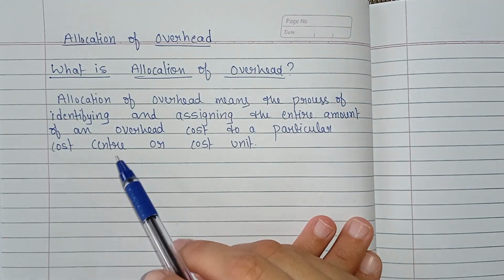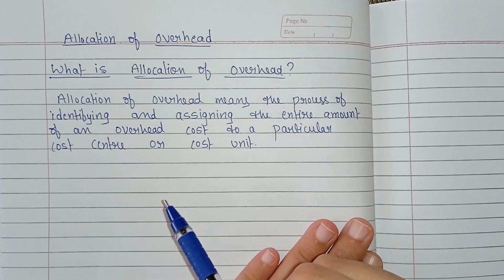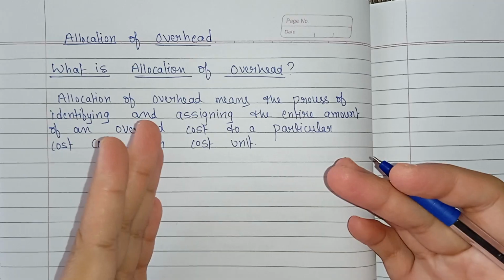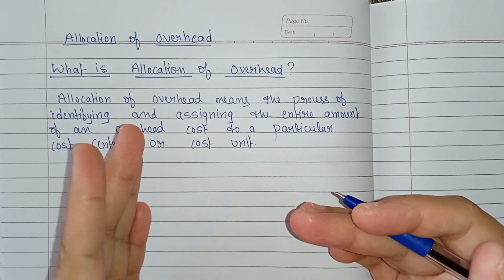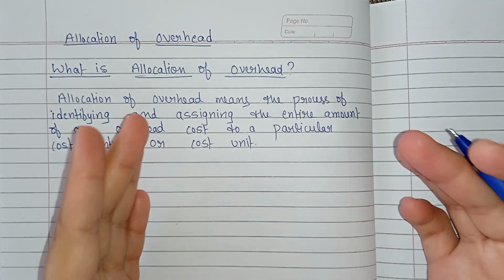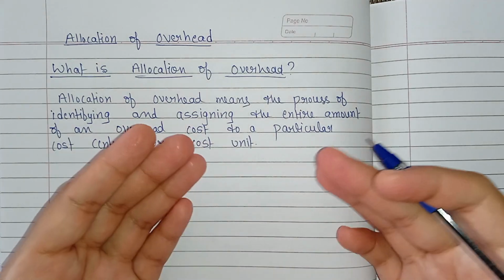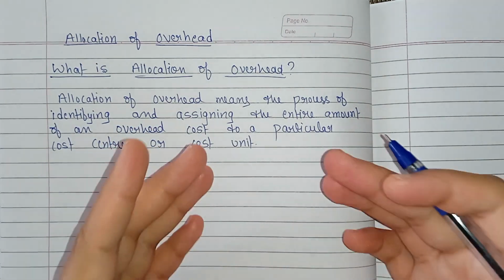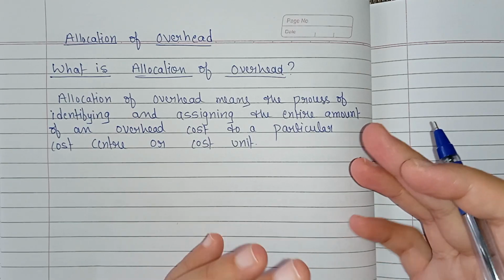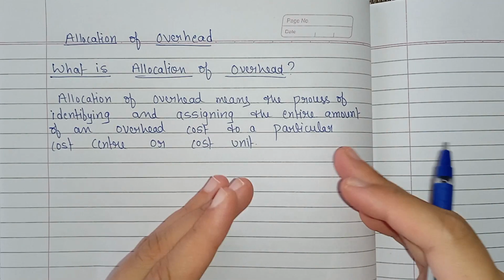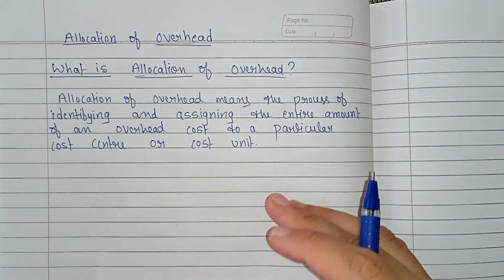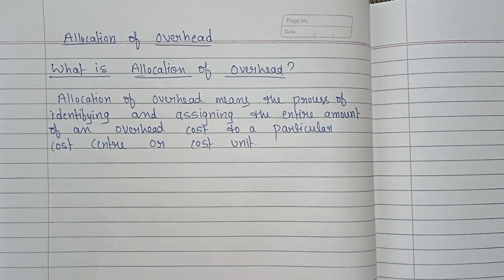I have already explained about cost center, but again I will explain. Cost center, it means what? It is any part of the organization where costs are incurred and recorded separately. So, it can be a department or a machine, or it can be a person or even a project. That is what a cost center is.